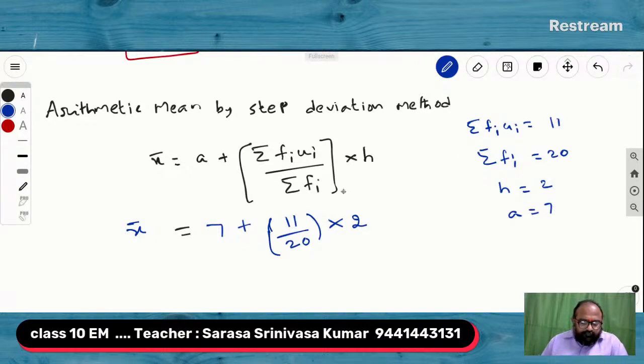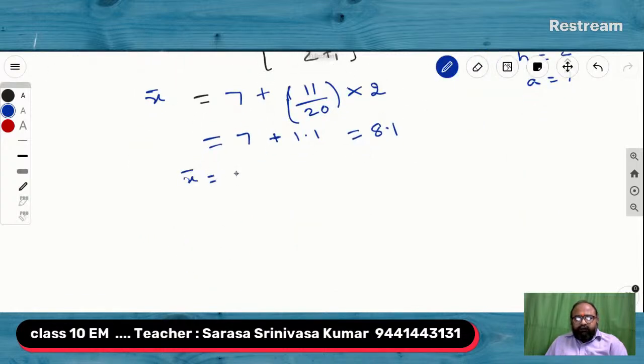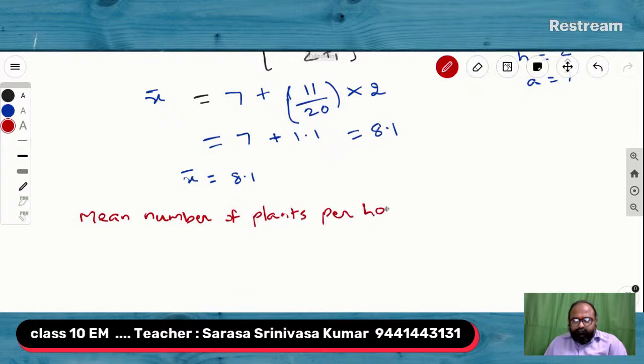Substituting these values, we get 7 plus 1.1. This is equal to 8.1. Therefore, x bar equal to 8.1. What is x bar? Mean number of plants per house. So, mean number of plants per house equal to 8.1.